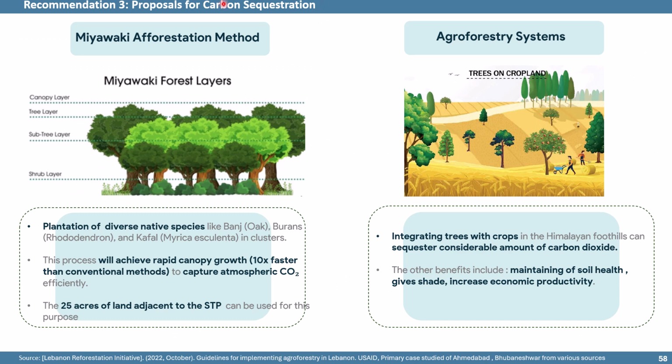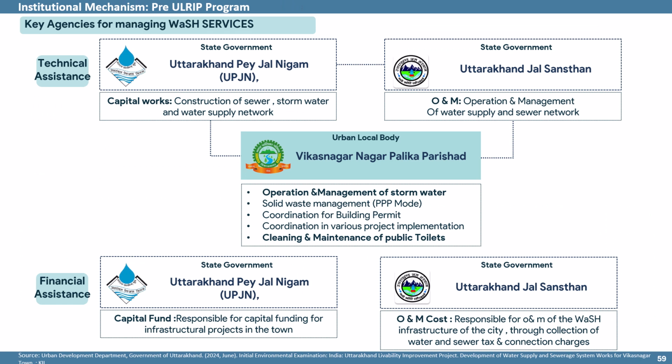Coming to the third recommendation of balancing the emitted carbon footprint, techniques like Miyawaki afforestation and agroforestry systems are proposed to be implemented in the city. Coming to the institutional mapping of the city, it is known that initially UP Jal Nigam was the prime body looking after the capital works of the WaSH networks, and UP Jal Sansthan was involved in the O&M. The ULB had no powers and only acted as a coordination agency.